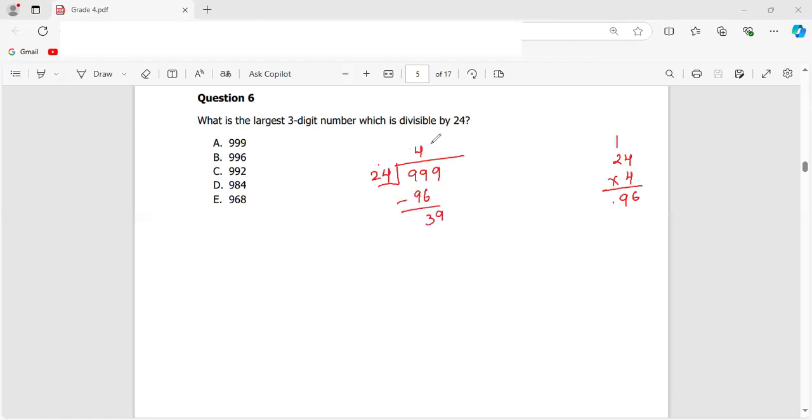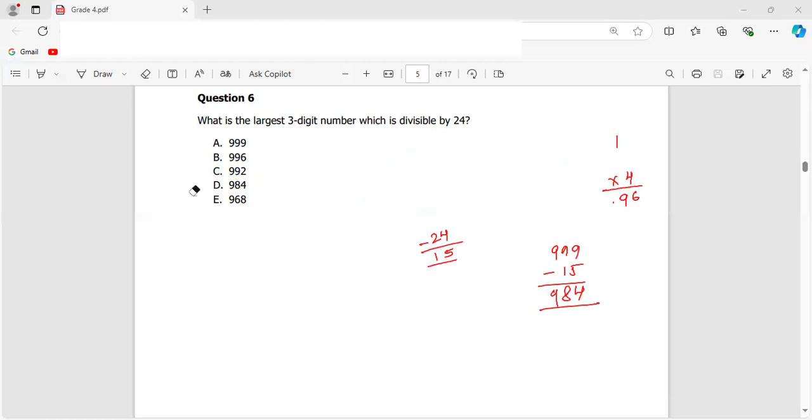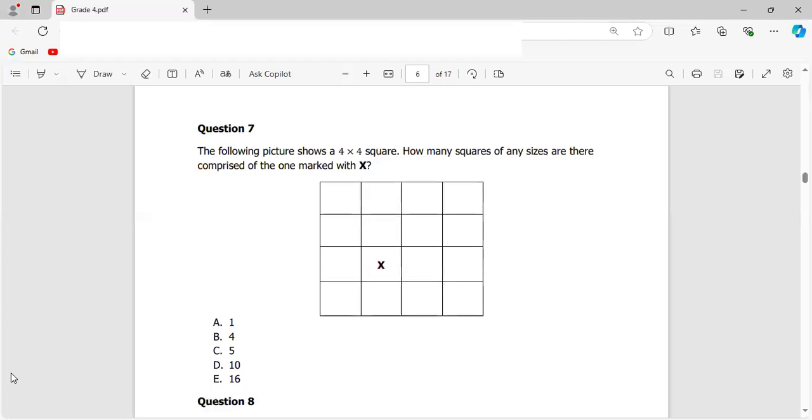I get a 39. So ones are 24. So you get a 15, correct? So what does that mean? That if you subtract 15 from 999, you get this number. So 984 is the largest 3-digit number which is divisible by 24, which is option D. Okay, then let's move on to question 7.